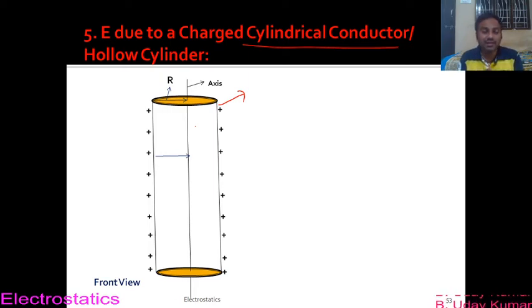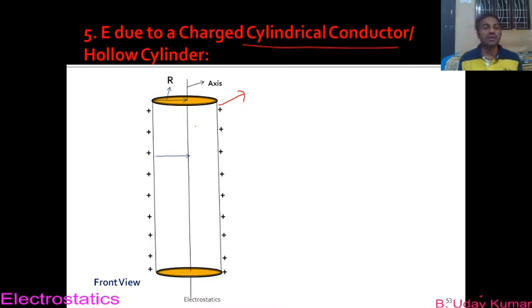Since it is a conductor, the entire charge will be uniformly distributed on its surface only. Is that clear? So please remember this point. We already discussed this in our previous videos, and even here we are discussing the same. Since this cylindrical conductor is a conductor, whatever charge is given to it will be uniformly distributed on its surface, and we call this a charged cylindrical conductor.